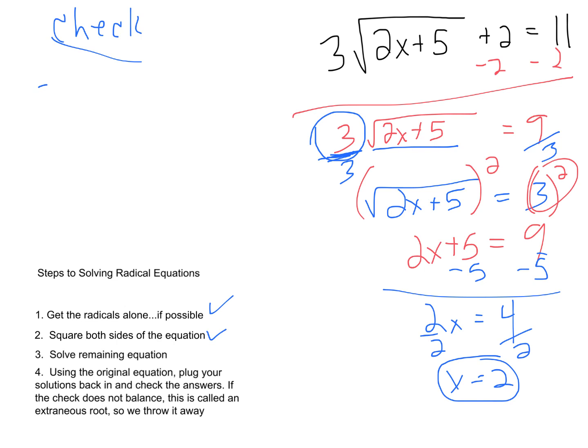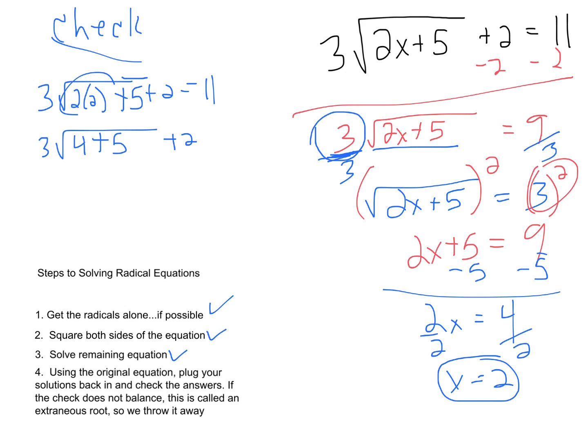Okay, so let's fill this in. 3 radical 2 times 2 plus 5 plus 2 is equal to 11. Okay? So now, our next step is, let's multiply this. 3 radical 4 plus 5 plus 2 equals 11. 3 radical 9 plus 2 equals 11. Now evaluate, radical 9 is just 3.